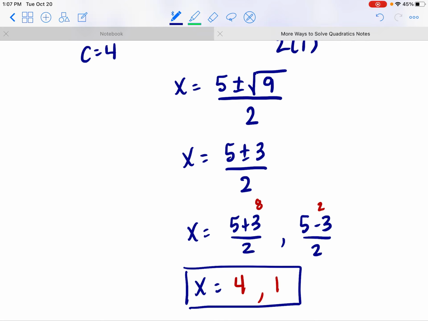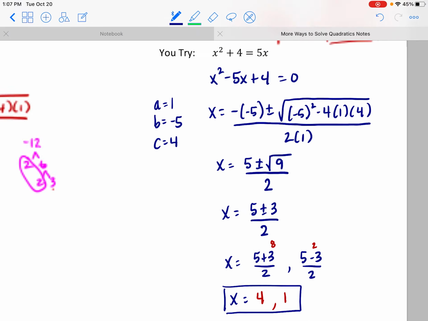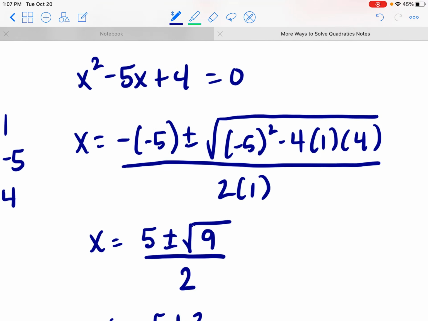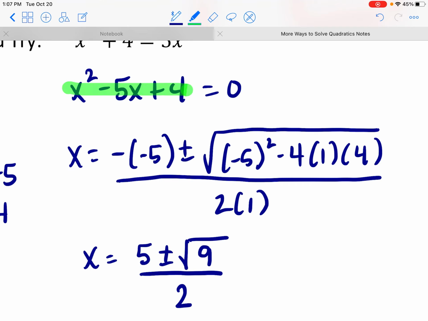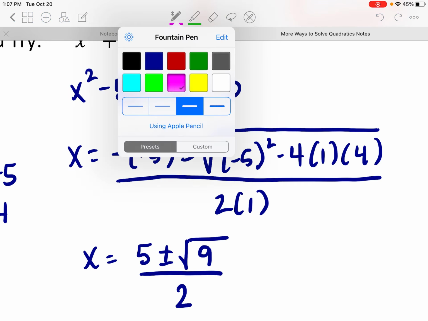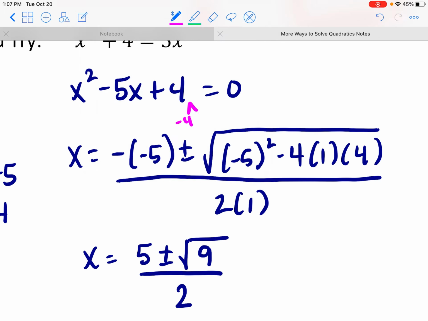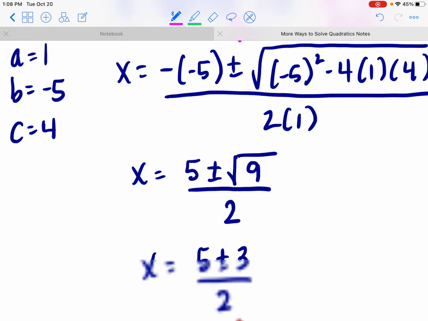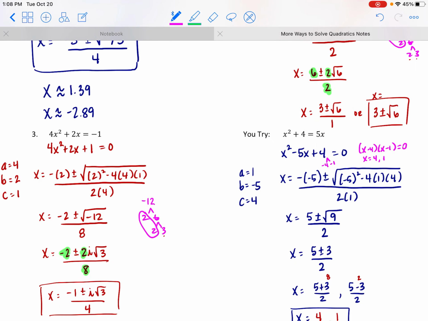Now, why did those work out to be nice rational solutions? Well, if we go back to the beginning here, this one worked out really nicely because this equation was factorable. What are the factors of 4 that make negative 5? Negative 4, negative 1, right? x minus 4, x minus 1 would have really quickly showed us that 4 and 1 are the solutions. And that would have been a lot faster than going through all of that formula.